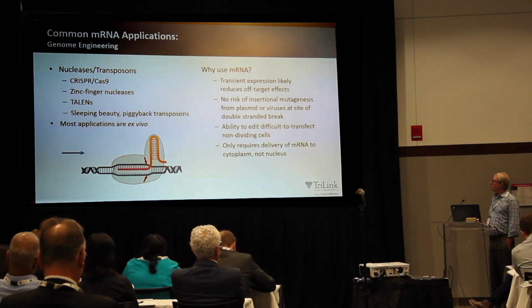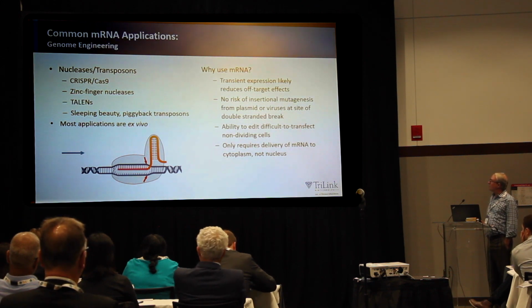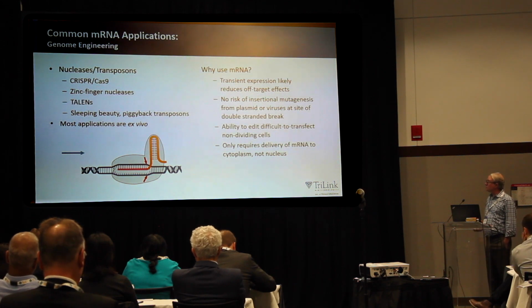Most of these applications are ex vivo. In this case, the reason to use messenger RNA, again, is that it's transient, so you're causing intentional double-stranded breaks, which would trigger integration of any DNA that's present. And so transient expression may reduce the risk of off-target effects. There's also no risk of insertional mutagenesis because of that. You have the ability to transfect difficult-to-transfect non-dividing cells, which are often the targets of these therapies. And you only require delivery of the mRNA to the cytoplasm and not to the nucleus, so that's another advantage.